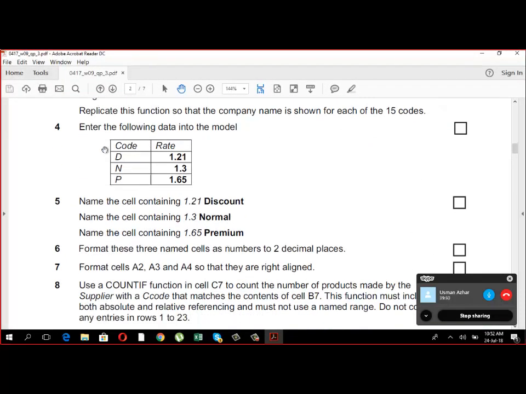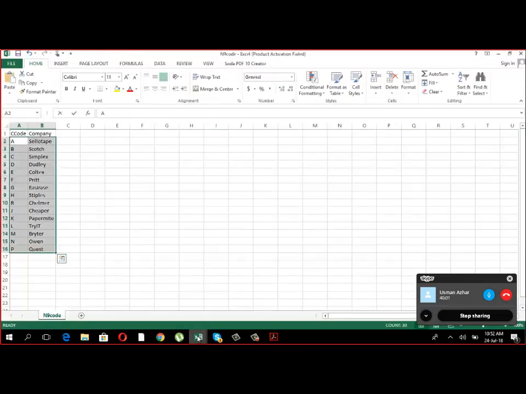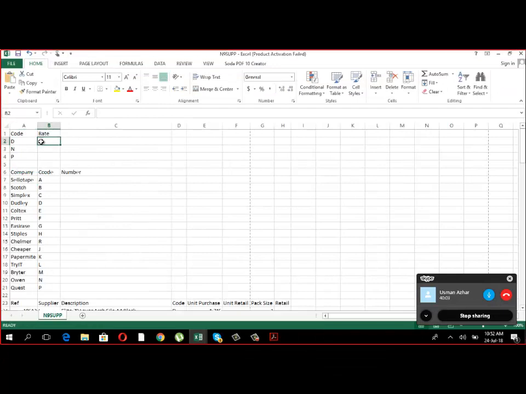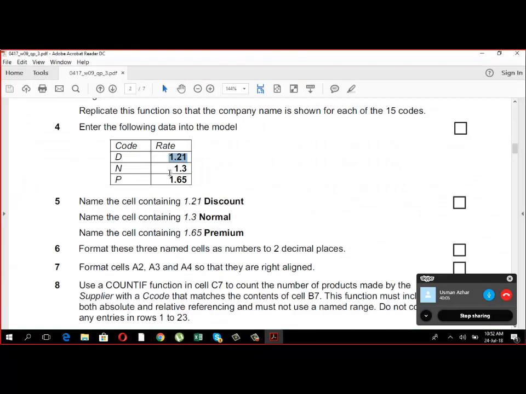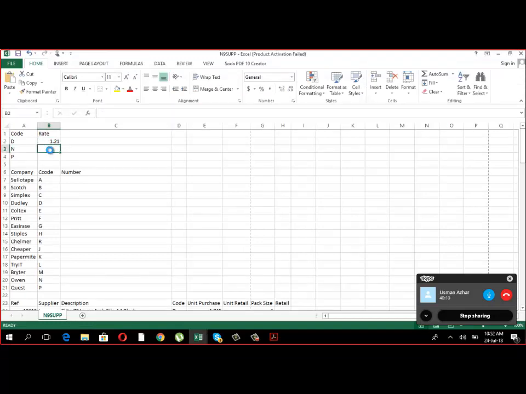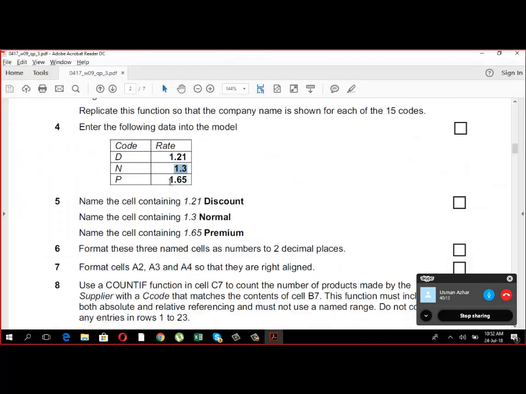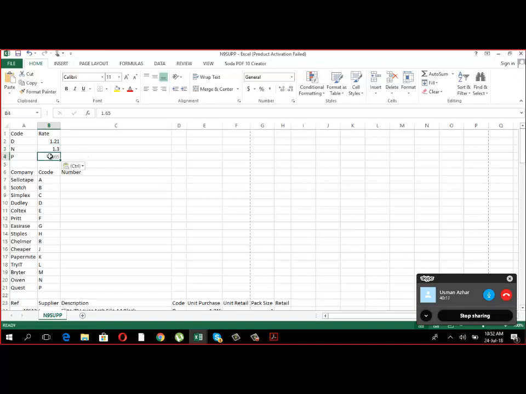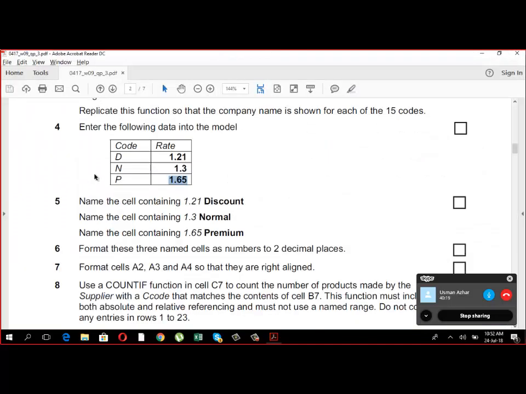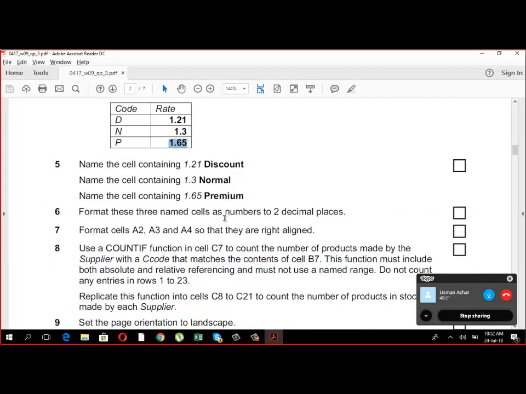Very tough. Enter the following data in the model. So I have to enter the following. Rate 1.21. Below rate, we need to enter this. Where was it? Yeah, here we go. And then 1 point... I'm changing it again and again. That's why. So I've entered it right.